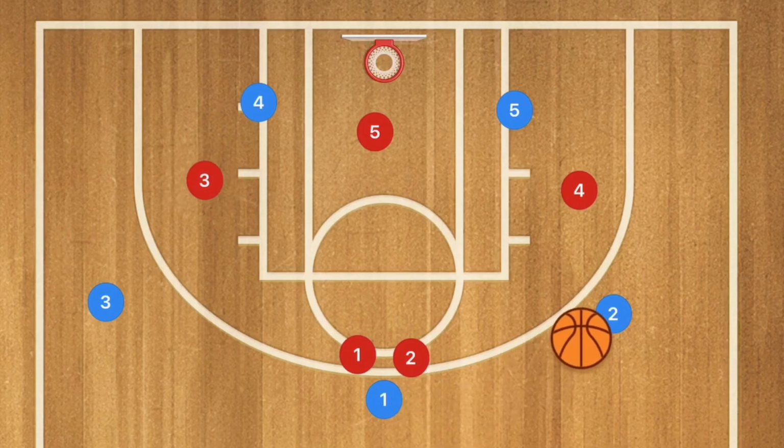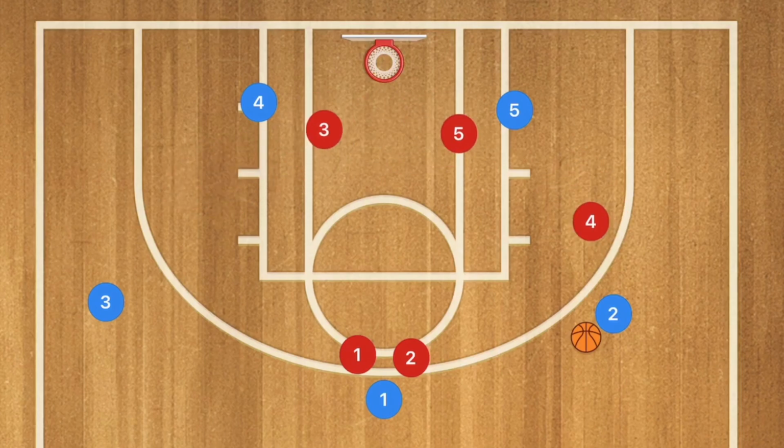From there, player 1 passes to player 2, which will swing the defense like this. We will then have player 1 cut down to the low wing, which will bring player 4 over to him. Player 2 will be guarding player 2.